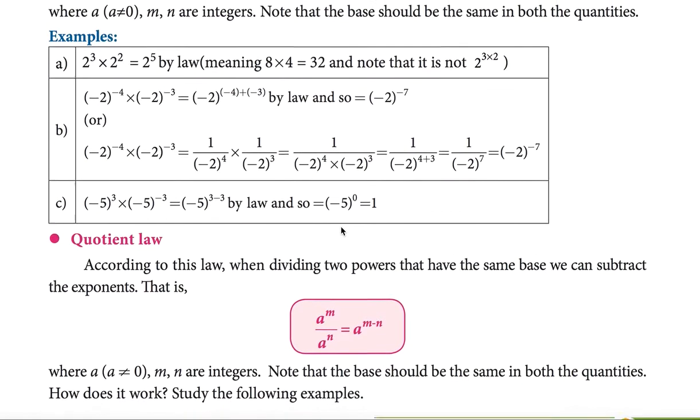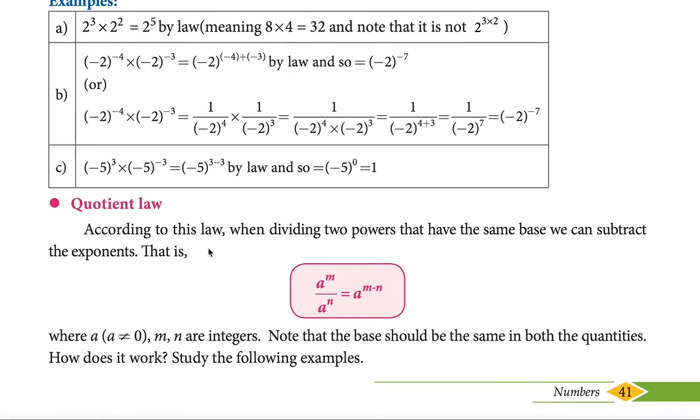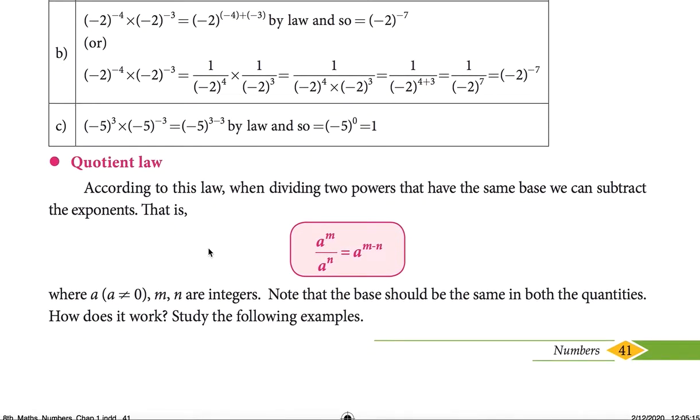Quotient law. According to this law, when dividing two powers that have the same base, we can subtract the exponents, such as a power m by a power n is a power m minus n, where a is not equal to 0, and m and n are integers.